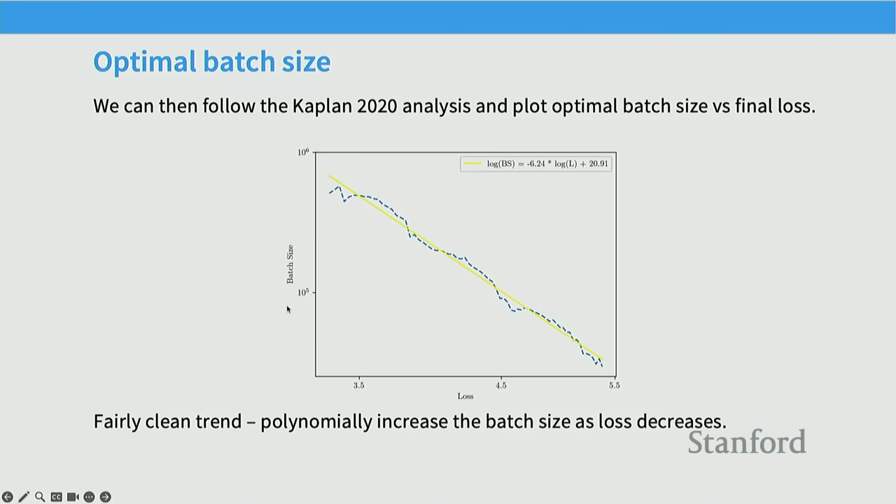And so from this, you can figure out what batch size you're going to get, right? Because if you have a particular target scale, you can use scaling laws to figure out the loss that I expect to get. Once you know the loss that you expect to get, you can use that to back out what batch size you can operate at, right? So there's a fairly clean trend. Polynomially increase the batch size as loss decreases.